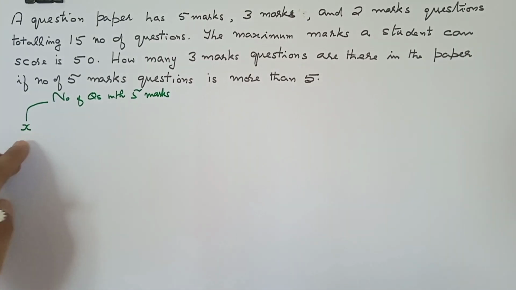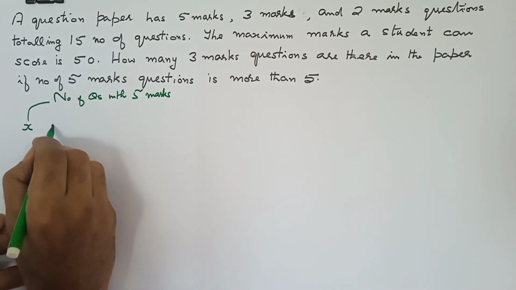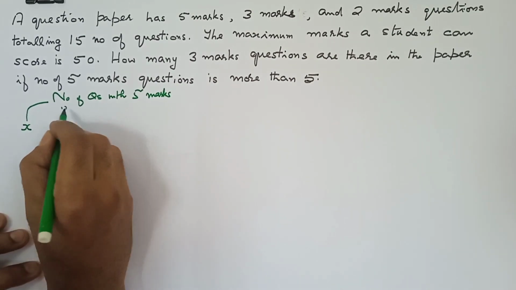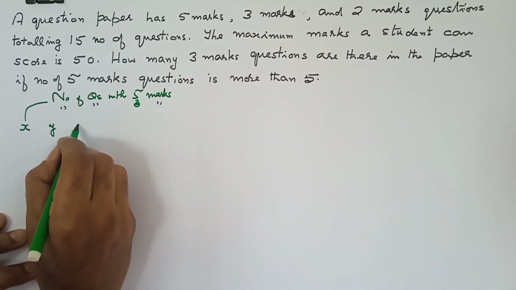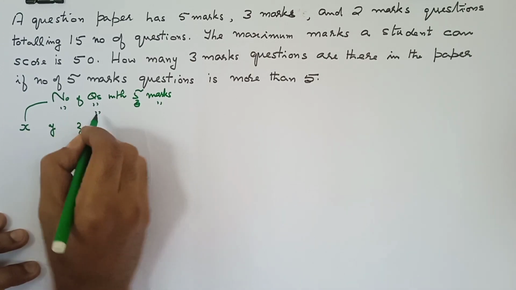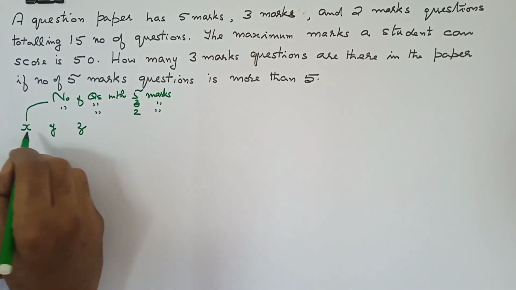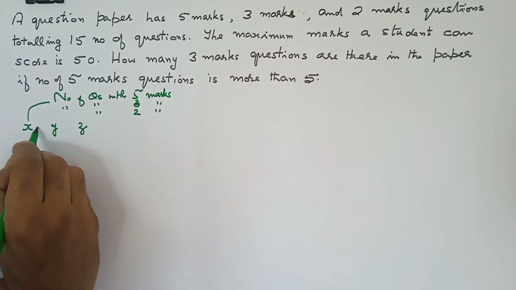questions with 5 marks is denoted by x. Similarly, y, same thing, 3 marks. Then z, again, same thing with 2 marks. So I hope you can understand what these variables stand for.